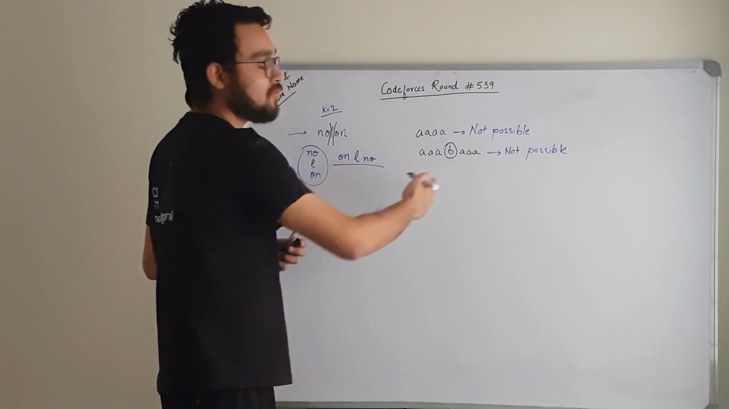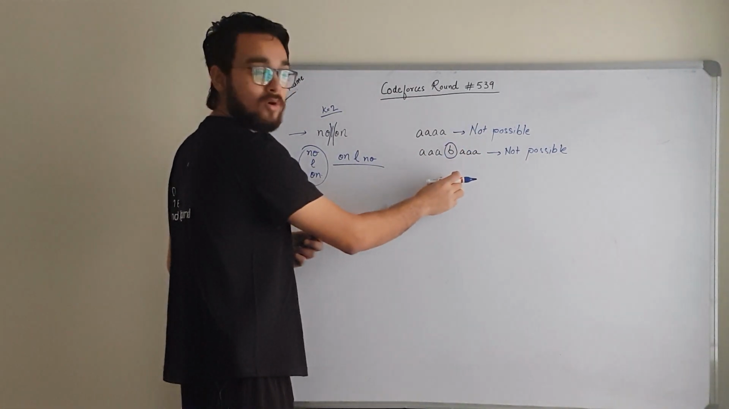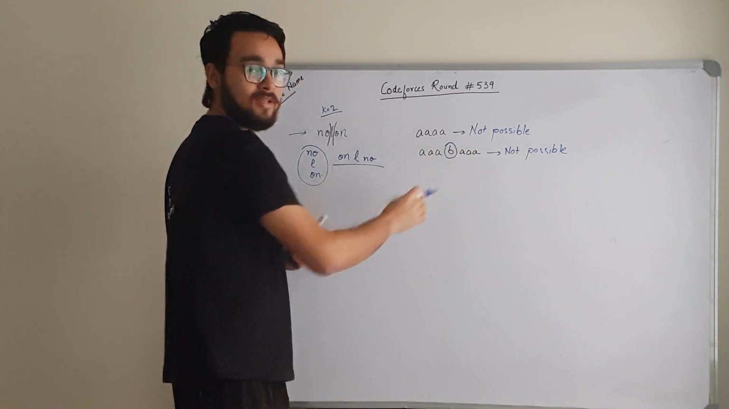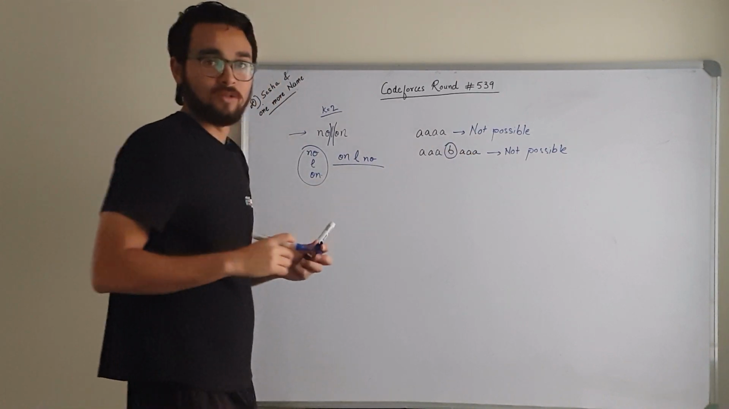Why? Because wherever you cut it, you need to place this B in the center only. Now whatever cuts you make here and there, and whatever shuffling you do, you will be forming triple A's and triple A's only.